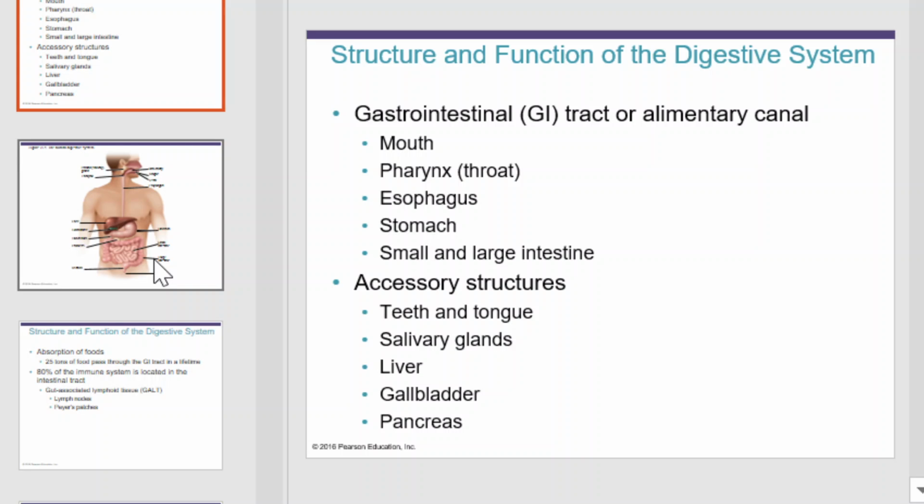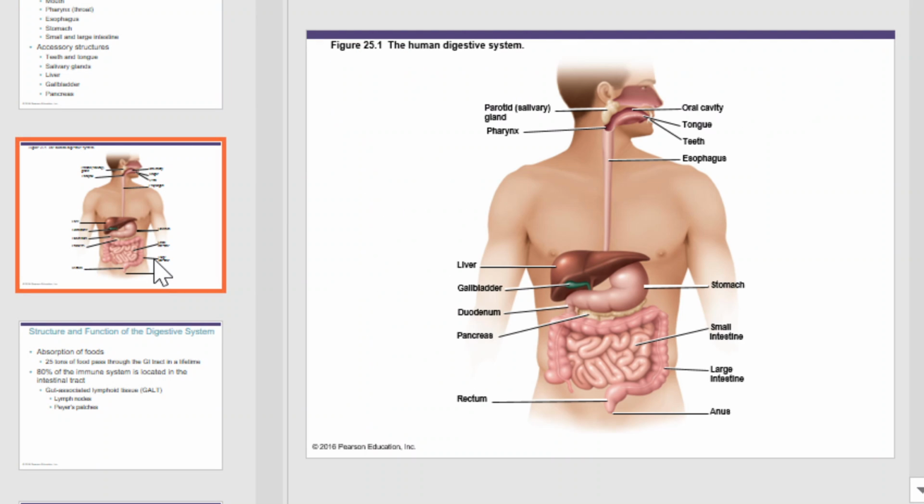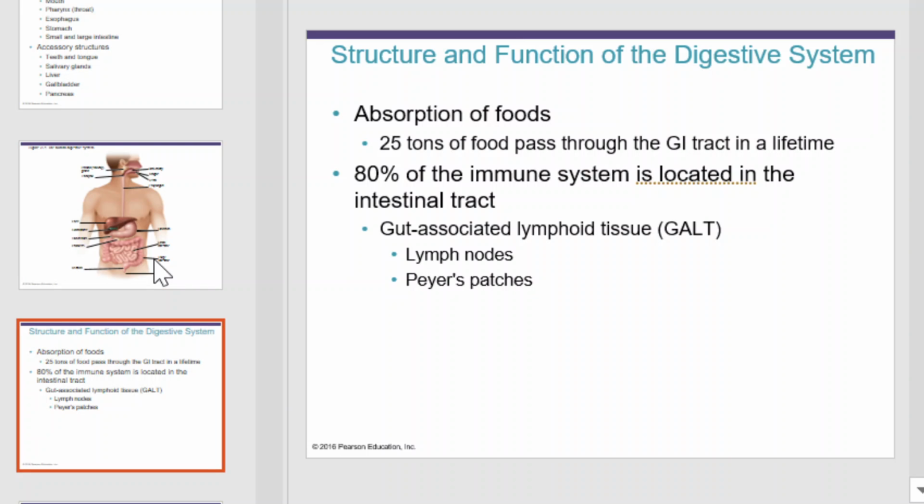This is a rudimentary diagram illustrating all of the working parts of your digestive system. The basic function of the digestive system is fairly obvious and self-explanatory: to digest and absorb food. Upwards of 25 tons of food pass through the GI tract in the average person's lifetime.